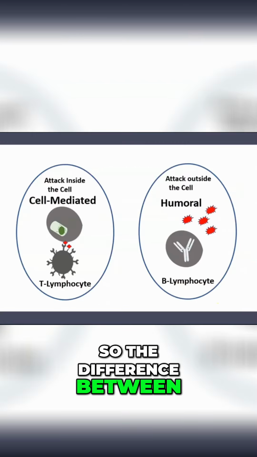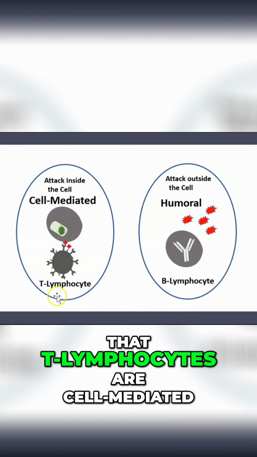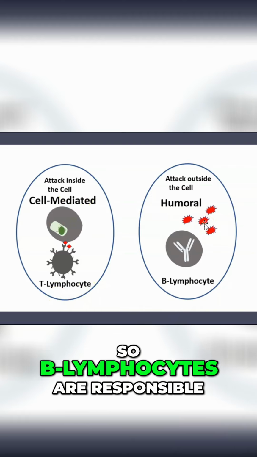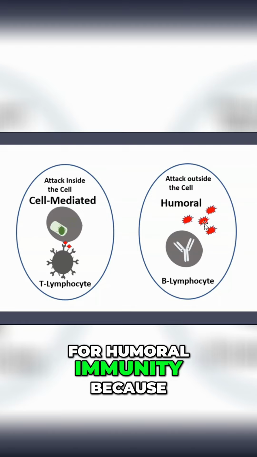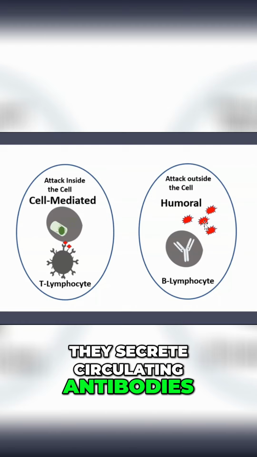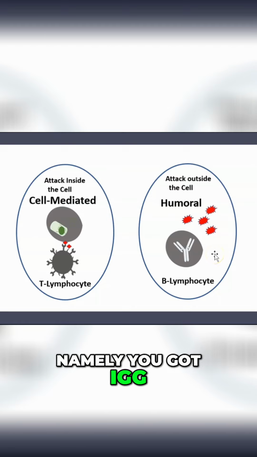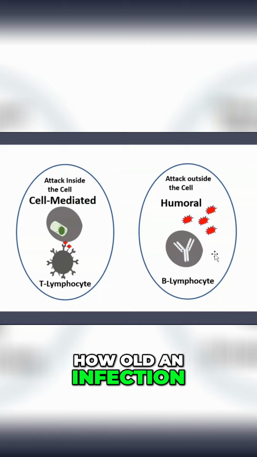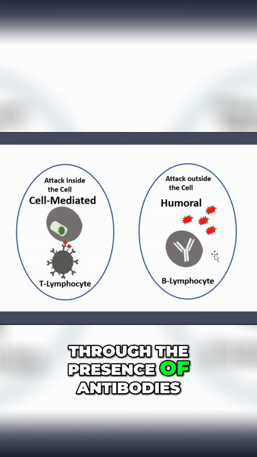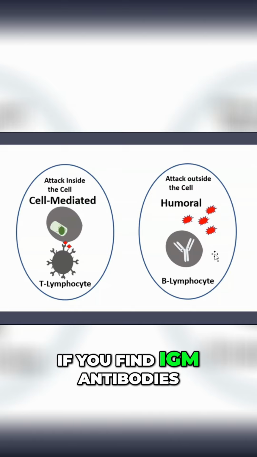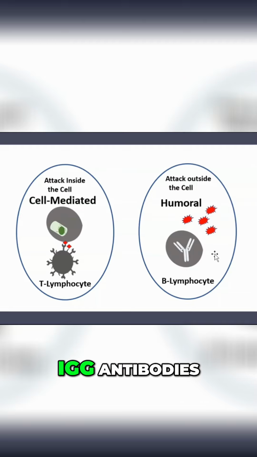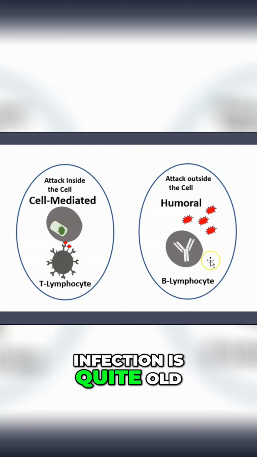So the difference between T lymphocytes and B lymphocytes is that T lymphocytes are cell-mediated and B lymphocytes are humoral. So B lymphocytes are responsible for humoral immunity because they secrete circulating antibodies. Namely, you got IgG, IgA, IgM, IgE, and IgD. Fun little fact, you can actually tell how old an infection is through the presence of antibodies. So for example, if you find IgM antibodies, that means that the infection is recent.